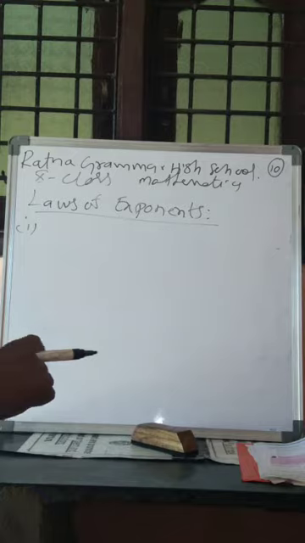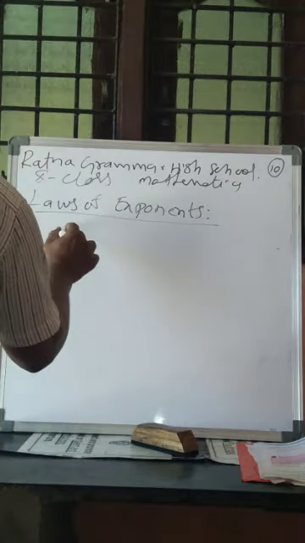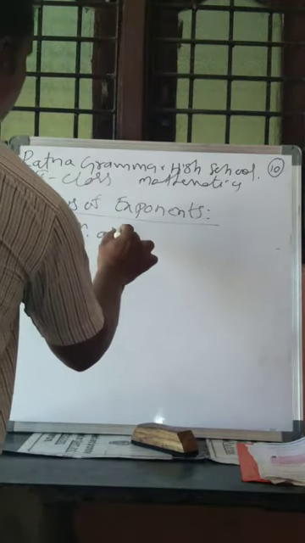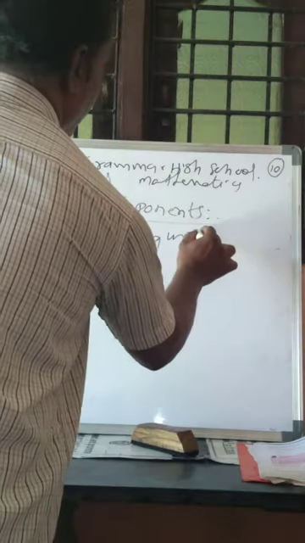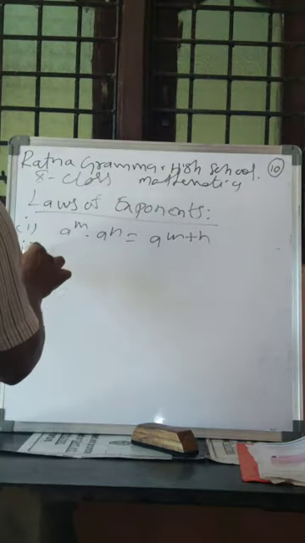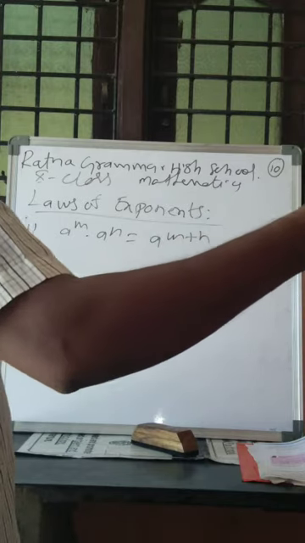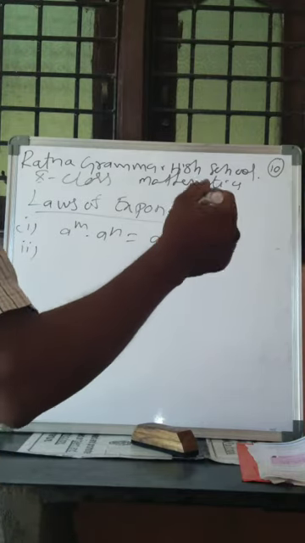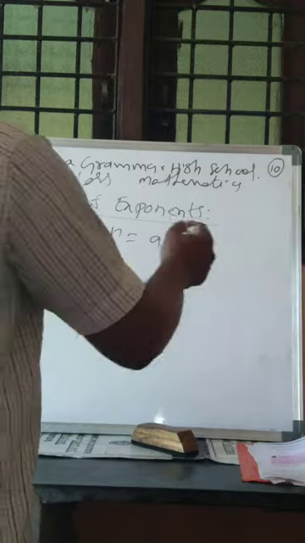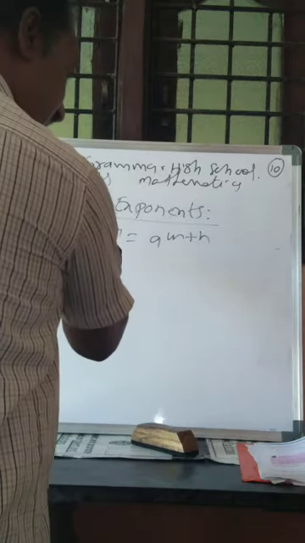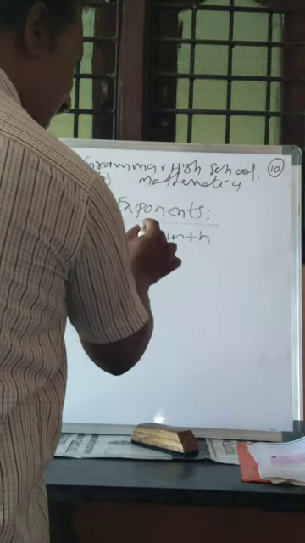So some laws of exponents. First one: a power m into a power n is equal to a to the power of m plus n. For example, a power 1, a power 2, up to m terms, a power 1, 2, 3, up to n terms. So a power m into a power n is equal to a power m plus n.